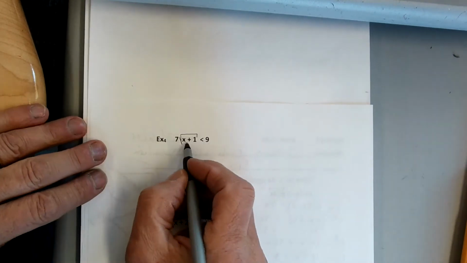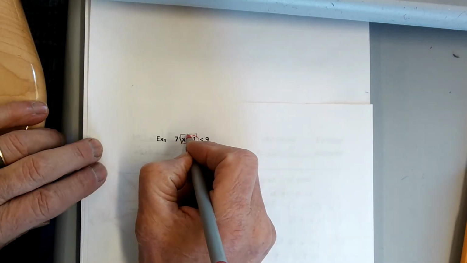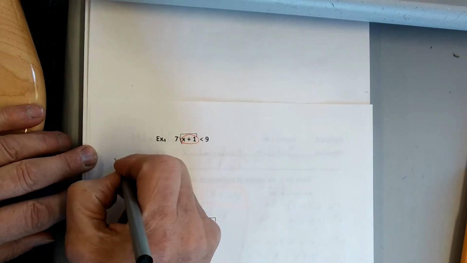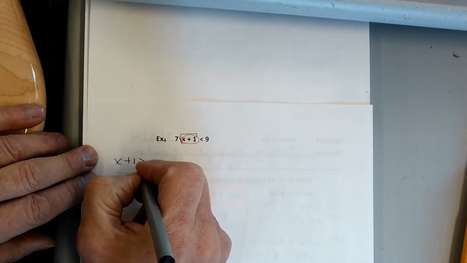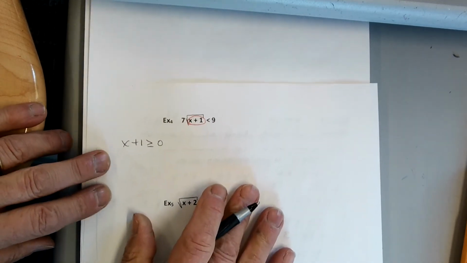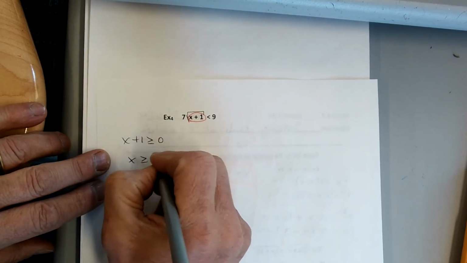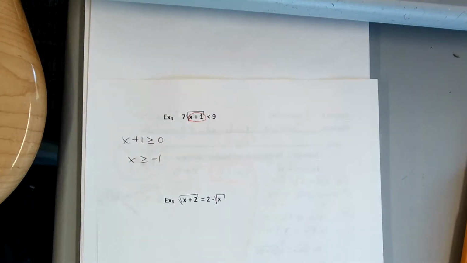So first of all, I can't have a square root of a negative. So the first thing I'm going to do is take a look at the x plus 1. This is an inequality. That cannot be negative, right? So right off the bat, I've got to say x plus 1 is greater than or equal to 0. x has to be greater than or equal to negative 1. I think you guys see this, right?